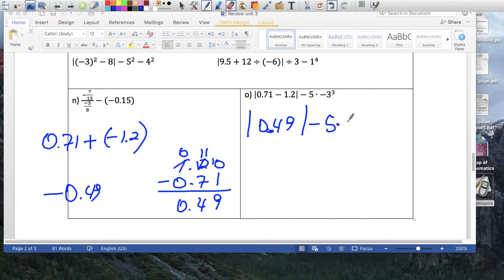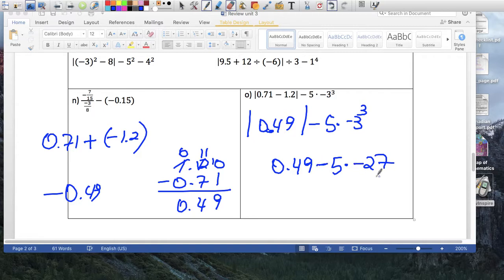Now I write 0.49, minus 5 times negative 3 to the third power. So what's the absolute value of 0.49? It's simply 0.49 minus 5 times, and let me leave that minus sign outside, waiting. Let's take 3 to the third power, which is 3 times 3 times 3, which is 27. Finally, I can do everything because all my unknown values I do know. I know what 3 to the third power is. I found out the absolute value of our mystery number, which was 0.49.